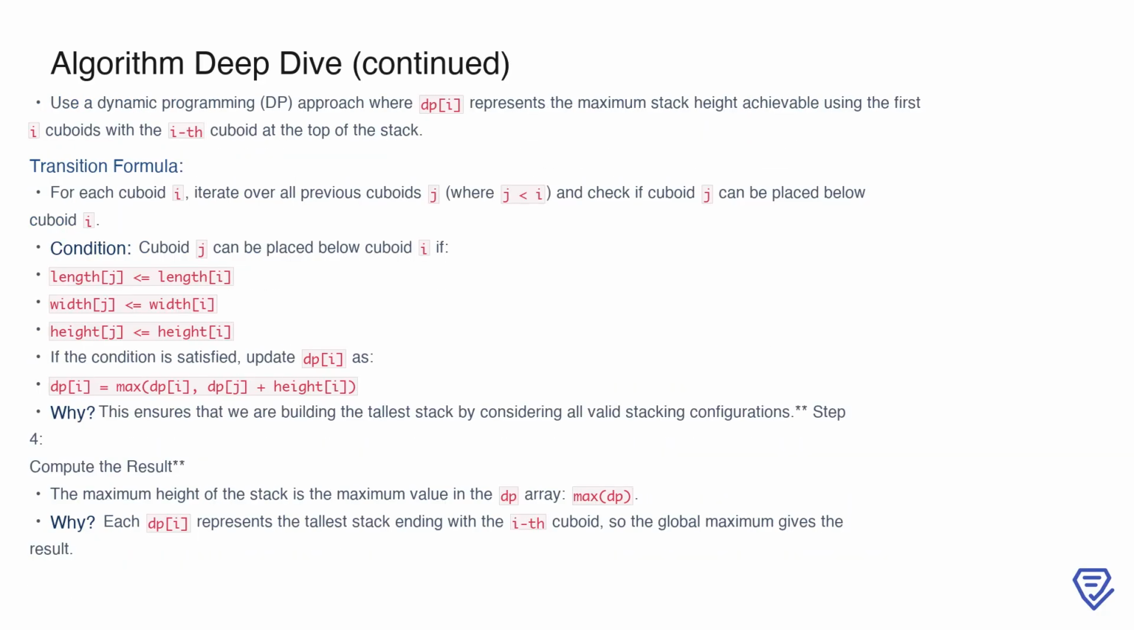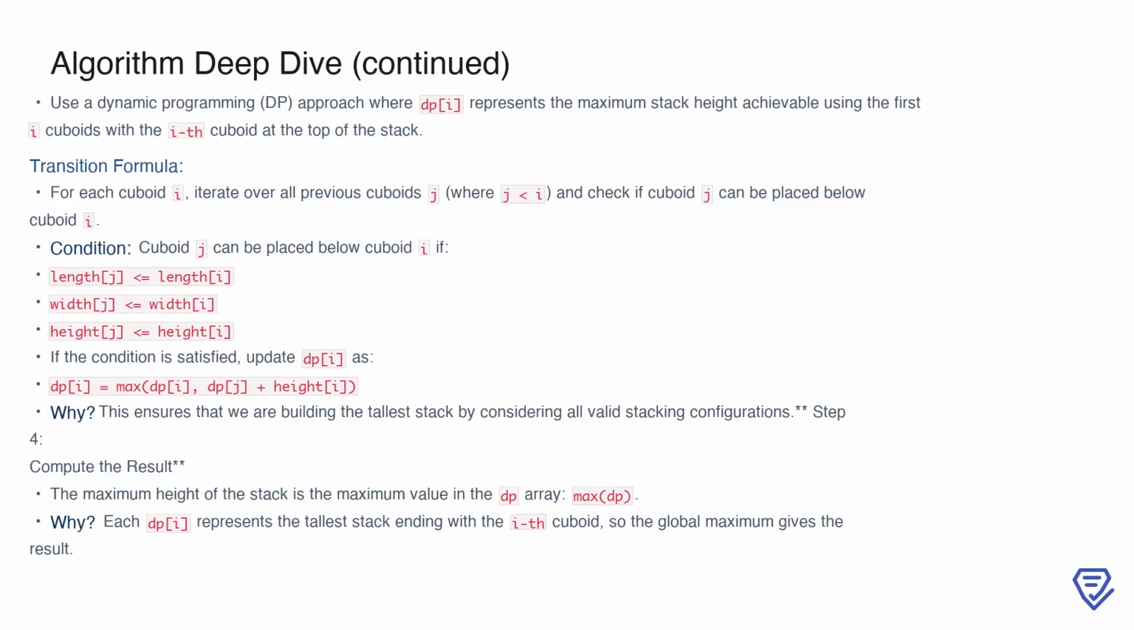Here, we define dp[i] as the maximum height achievable with the first i cuboids, where the ith cuboid is at the top of the stack. If this condition is satisfied, we update dp[i] by adding the height of cuboid i to the maximum height achievable with cuboid j. Specifically, we set dp[i] to the maximum of its current value or dp[j] plus height[i]. Finally, the result is the maximum value in the dp array, as this represents the tallest stack we can build using any combination of the cuboids.